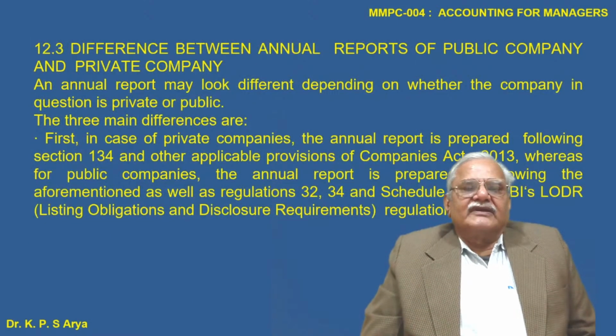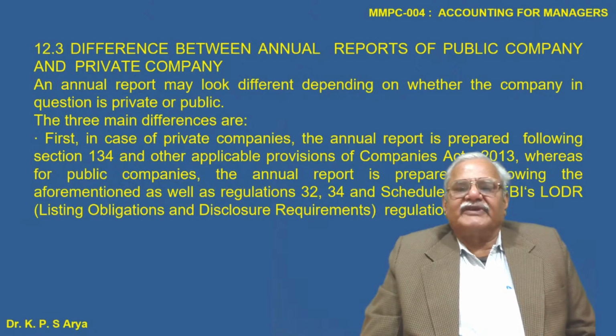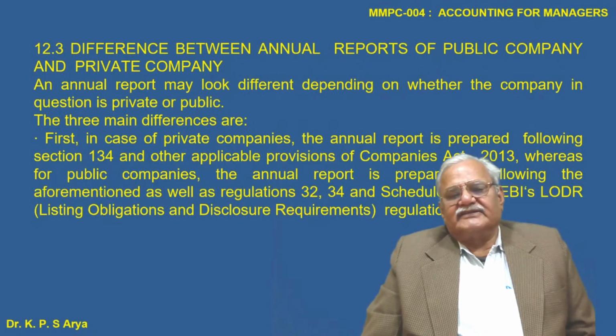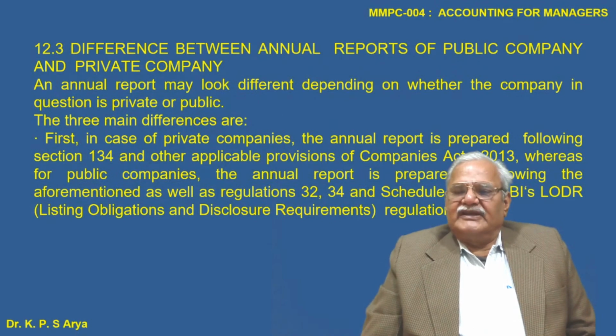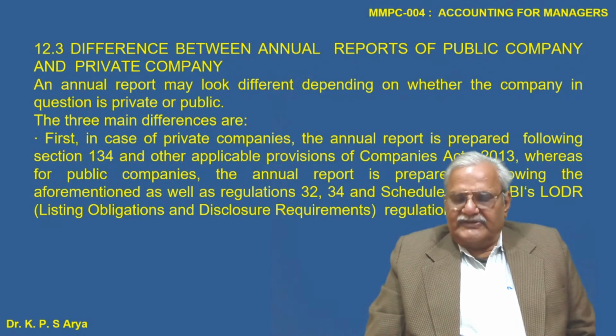Accounting policies: difference between the annual report of a public company and a private company. An annual report may look different depending on whether the company in question is private or public. The three main differences are: first, in the case of private companies, the annual report is prepared following Section 134 and other applicable provisions of the Companies Act 2013, whereas for public companies, the annual report is prepared following the aforementioned as well as Regulation 32, 34 and Schedule 5 of the SEBI LODR listing obligations and disclosure requirements regulations.